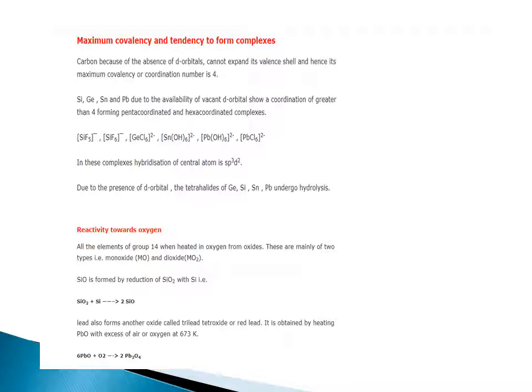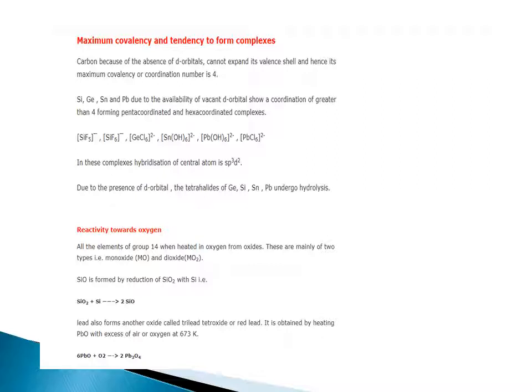Maximum covalency and tendency to form complexes. Carbon, because of the absence of d orbitals, cannot expand its valence shell and hence its covalency or coordination number is 4. Silicon, germanium, tin, lead, due to availability of vacant d orbitals, show a coordination number greater than 4, forming pentacoordinated or hexacoordinated complexes.